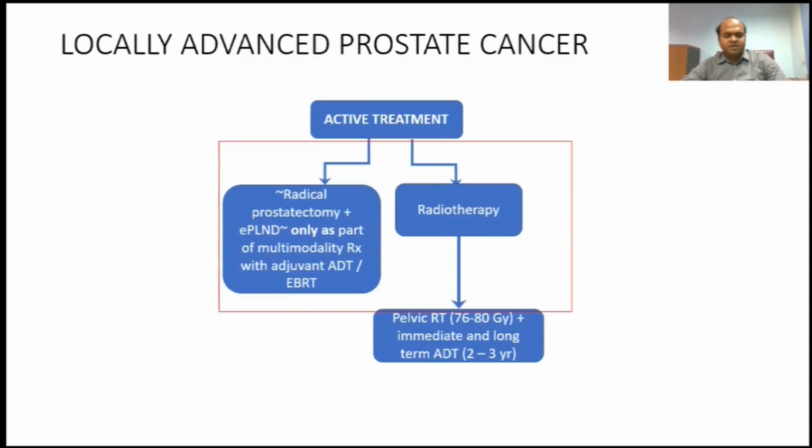However, with a better understanding of the surgical anatomy and availability of the robot, now people are doing radical prostatectomy in the setting of locally advanced prostate cancer. But you have to understand, or the patient should understand, that here radical prostatectomy is a part of multimodal treatment. That means you do radical prostatectomy, and subsequently the patient will require, or may require, adjuvant hormonal therapy plus or minus radiotherapy.